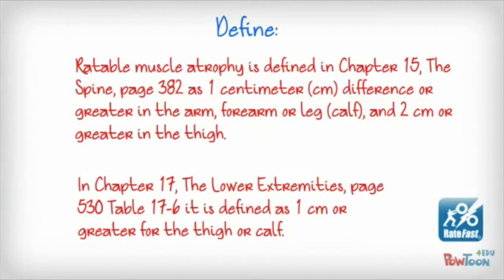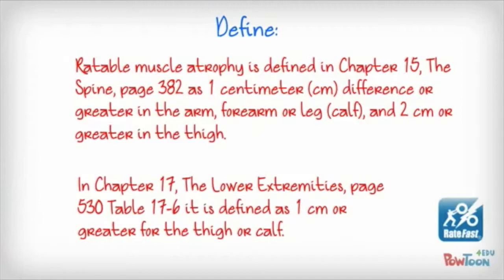Now there are two chapters that concern themselves with rating atrophy in the AMA Guides. The first chapter is chapter 15. This is the spine chapter. And I want everyone to pay careful attention here because atrophy is defined differently in different chapters for rating. So in the spine, atrophy of the arms is defined as 1 centimeter of difference or greater in the arm, which is the bicep or the forearm, or the leg, specifically the calf. When talking about the thigh, the difference actually has to be 2 centimeters to meet the definition of atrophy.